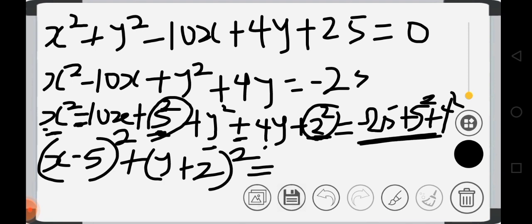What do you have in that place? Okay, remember what we added to this side was 2 squared, not 4 squared. So if you do minus 25 plus 25, that is 0. That will be 2 squared.